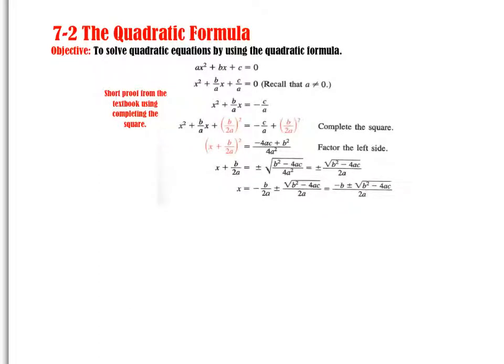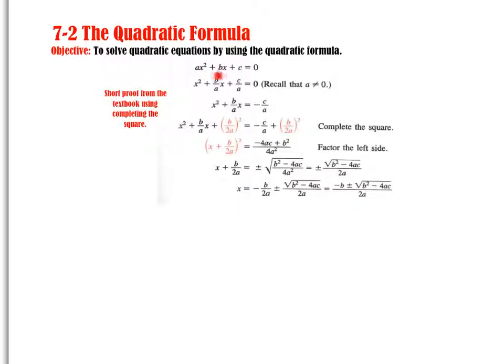Lesson 7.2 is a review of the quadratic formula, and then we'll also do some word problems involving quadratics. A cool thing to notice between lesson 7.1 about completing the square and this lesson, which is the quadratic formula, is that the quadratic formula can be derived from completing the square. So you notice down here at the end of the steps and work shown is the quadratic formula.